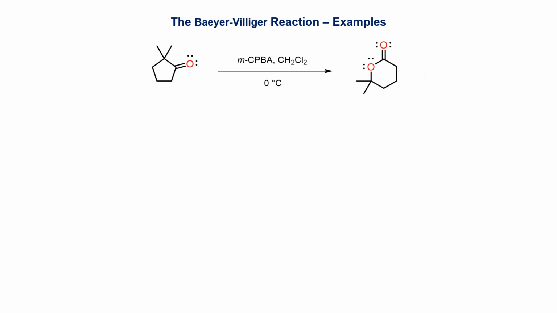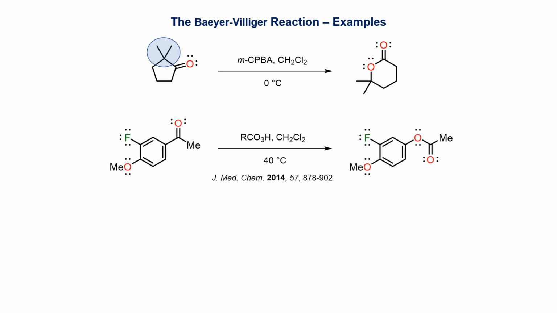Additional examples of the Baeyer Villiger reaction are shown here. In the first one, the reaction is regioselective since the stronger electron-donating alpha carbon has migrated. Since there isn't a chiral carbon in the starting ketone, there is no stereochemistry to be concerned with here.